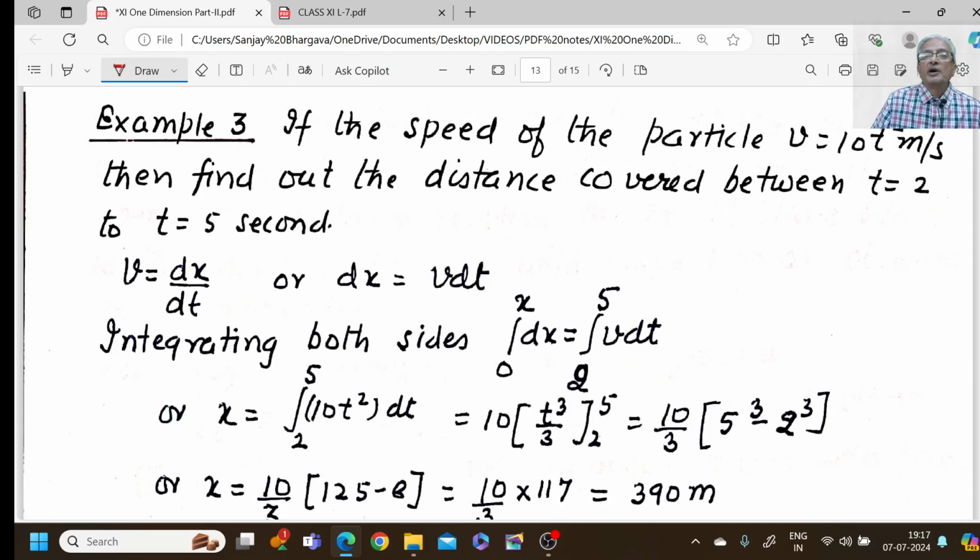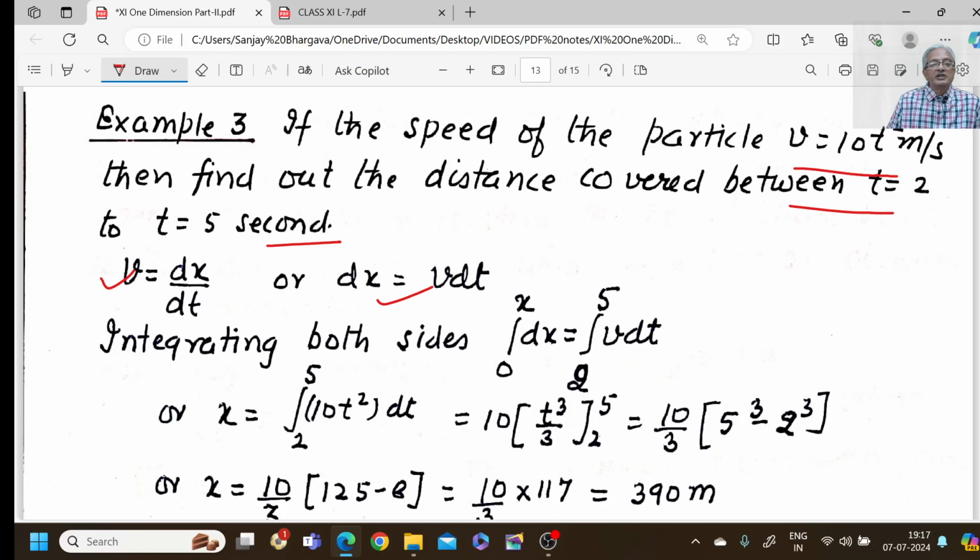If the speed of the particle is v equal to 10t square meter per second, then find out the distance covered between t equal to 2 and t equal to 5 seconds. We have v equal to dx by dt. So dx would be equal to v dt. Integrate both the sides with proper limits. So dx from 0 to x and v dt from 2 to 5.